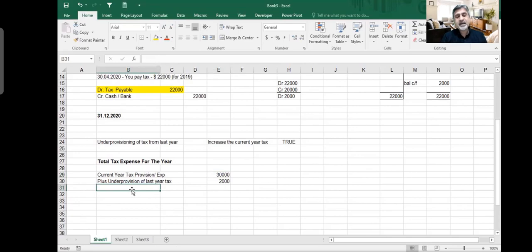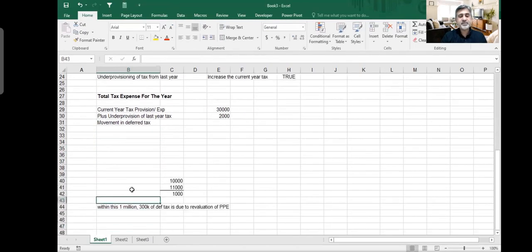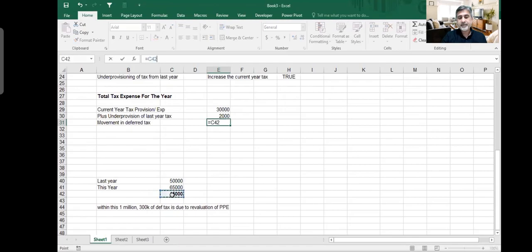And then you say plus minus the movement in deferred tax. Movement in deferred tax means, let's suppose, last year your deferred tax balance was, say, $50,000. This year your deferred tax balance is 65,000. So you can say that your deferred tax liability has increased from 50 to 65. I'm going to discuss deferred tax separately; you already have 3 videos on that, and we understand what deferred tax is. So that 15,000 should be added. If deferred tax increases, it should also be added.